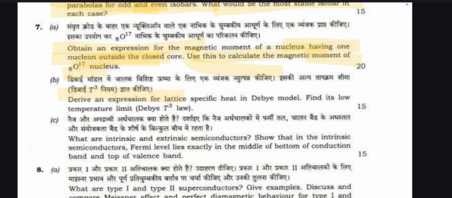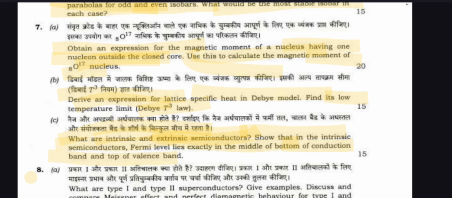Derive the expression for lattice specific heat in the Debye model. Find its low temperature limit. Debye, thank you. And question number 3: what are intrinsic and extrinsic semiconductors? So in the intrinsic semiconductor, the Fermi level lies exactly in the middle, between the bottom of the conduction band and the top of the valence band.